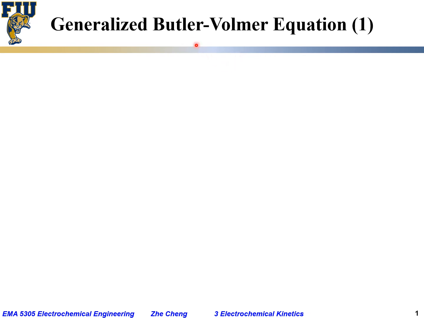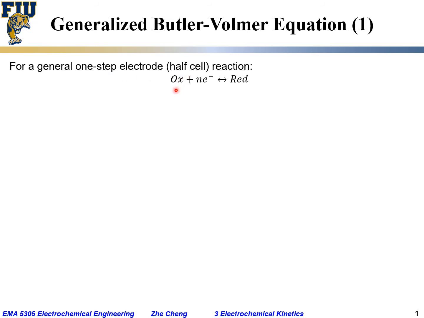So now let's look at the generalized Butler-Volmer equation. When we start to think about mass transfer limitation, or mass transport limitation, concentration is no longer uniform as we assumed at the beginning. Okay, so for a generalized one-step electrode reaction, or what we call a half-cell reaction, OX plus n electrons forms the reduced species.